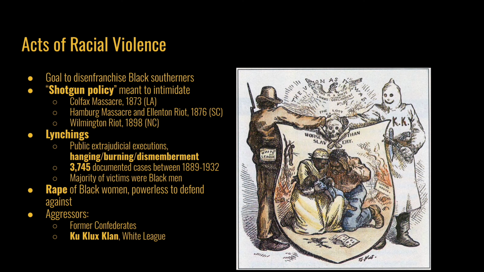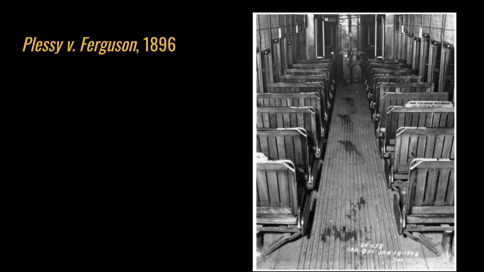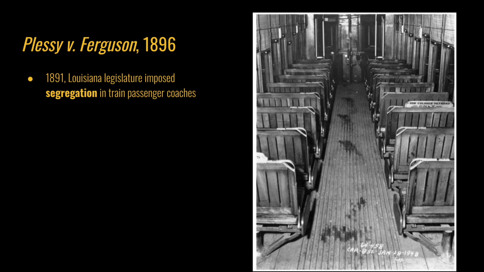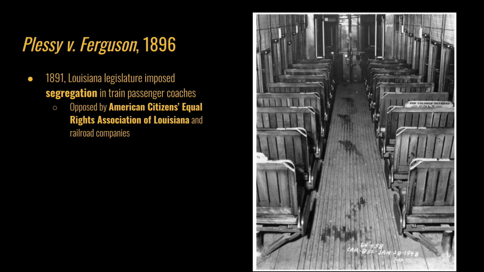By 1896, the elements of Jim Crow that were present across the South were solidified into law nationwide through the Supreme Court case Plessy v. Ferguson. This case challenged an 1891 Louisiana law that imposed segregation in train passenger coaches by having separate sections for white and black passengers. The law itself was unpopular among railroad companies because it incurred extra costs to provide separate facilities and placed a burden on their staff to enforce segregation.